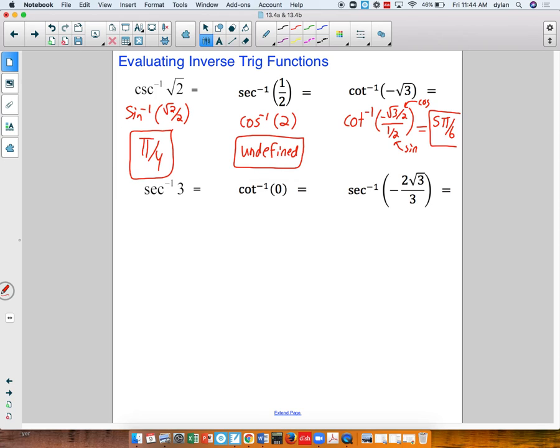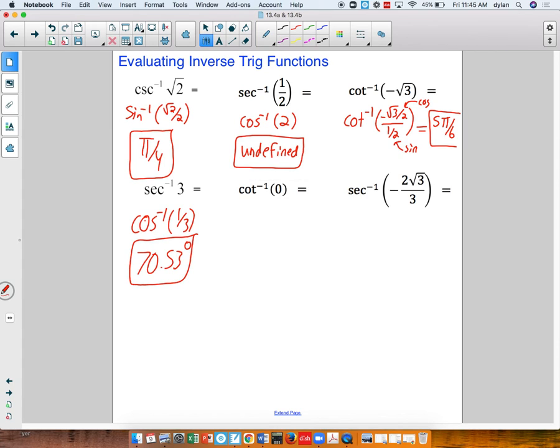For secant inverse of 3, that one is the same thing as cosine inverse of 1/3, which is not on your unit circle, but it is within the allowable domain for the inverse. So we can put that into our calculator to come up with the actual answer to that one. And if you put that into your calculator, if you were in degree mode, you would get about 70.53 degrees, or you could do it in radian mode. It doesn't really matter.